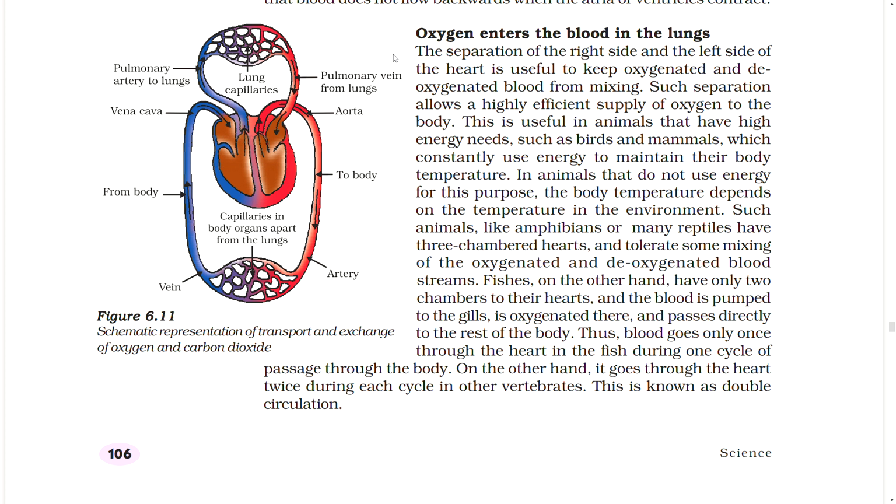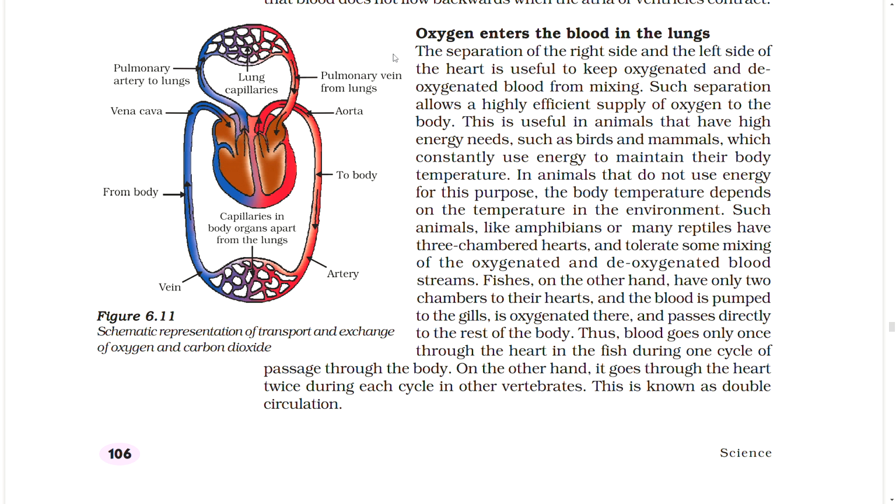The separation of the right side and the left side of the heart is useful to keep oxygenated and deoxygenated blood from mixing. Such separation allows a highly efficient supply of oxygen to the body. This is useful in animals that have high energy needs, such as birds and mammals, which constantly use energy to maintain their body temperature, and animals that do not use energy for this purpose. The body temperature depends on the temperature in the environment.